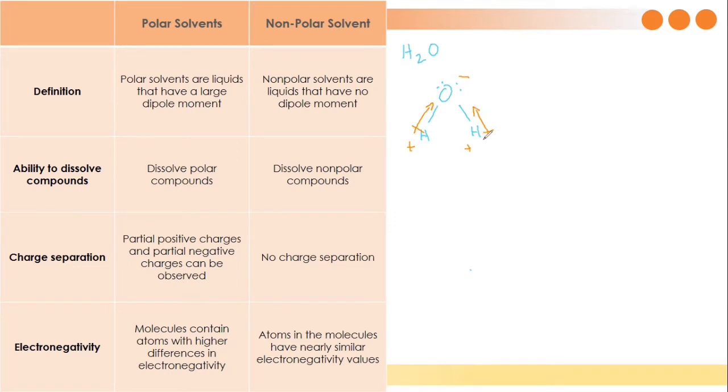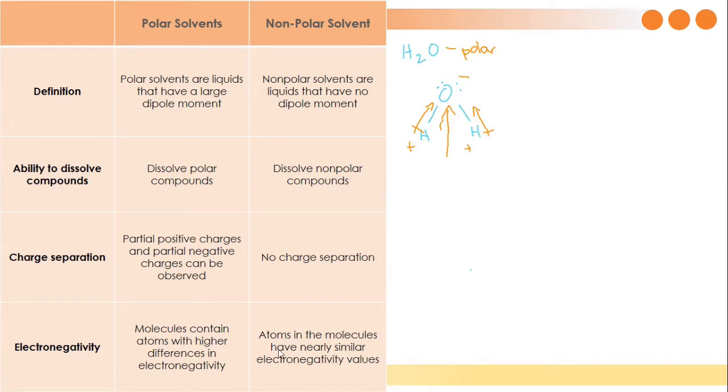Now, for us to identify if it is dipole or no dipole, both arrows need to point towards the same direction. And as you can see in this one, they are both pointing towards the negative charge, which is in the oxygen. This is now polar, because it has a large dipole moment.